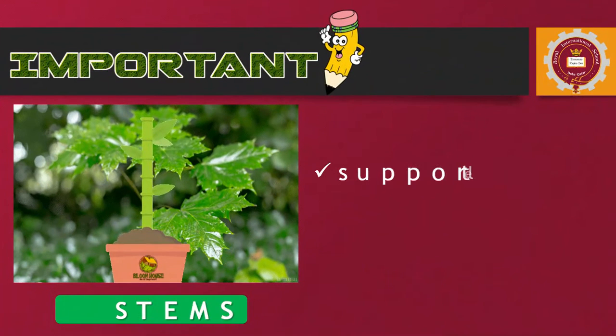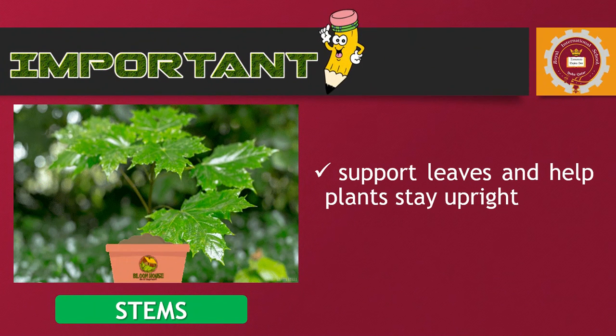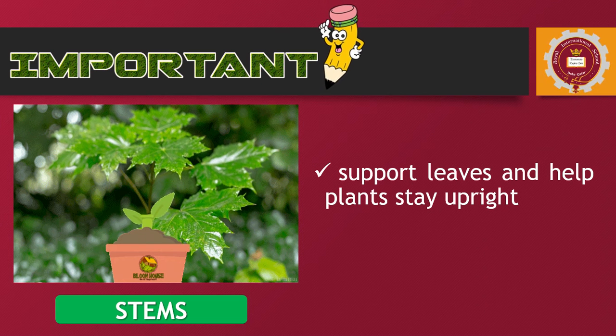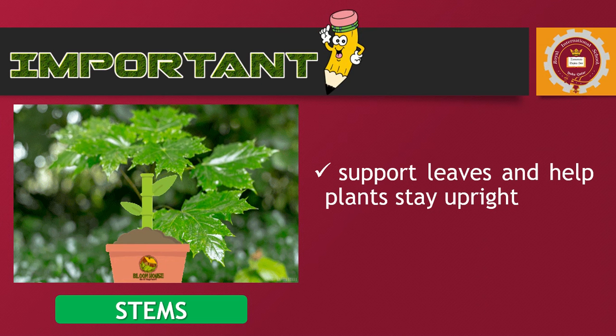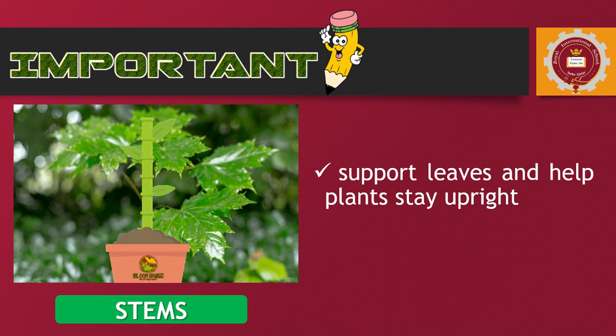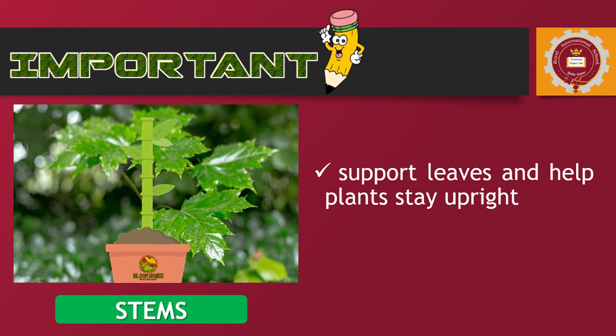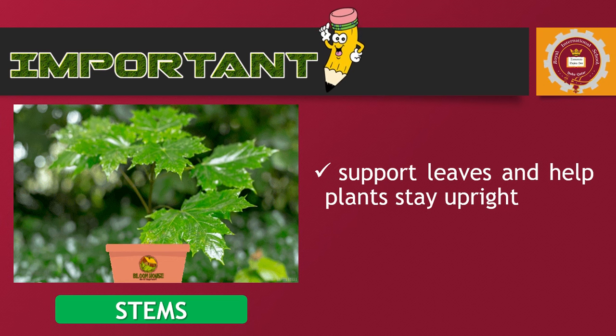All right, now let's talk about stem. Stem is the one that supports leaves and helps plants stay upright. So you already know these things, the roots, how it helps the plant, how the stem helps the plant, then comes the leaves. Okay, the stem helps the plant stay upright. Then your roots are the ones that hold the plant. The leaves absorb sunlight, and they also help the plants to make food.